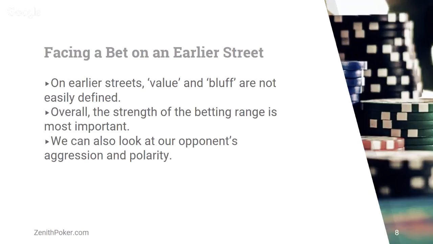But when we're facing a bet, say on the flop or the turn, overall, it's just the strength of the betting range that's important, right? Specifically, whether the strength of the betting range is strong or weak. Whether it's got a lot of strong hands in it, a lot of weak hands in it. And we can also look at our opponent's aggression, as in how often they're going to be continuation betting, and their polarity. And also we have to think about bet sizing as well. So all these different things have to come together in order to evaluate our decisions when we're facing a bet on an earlier street.